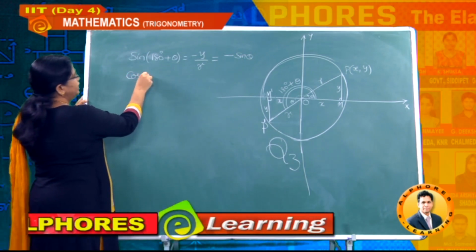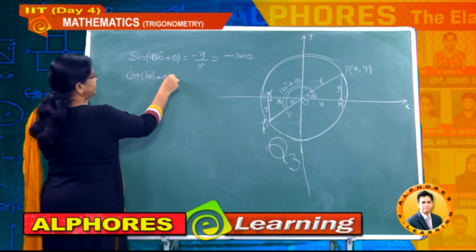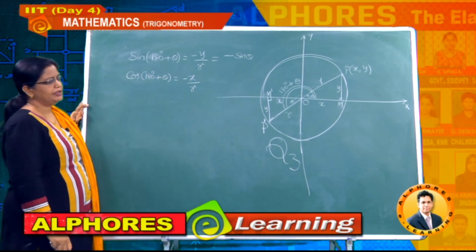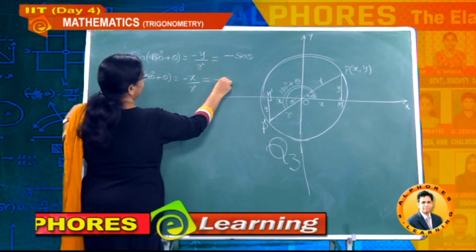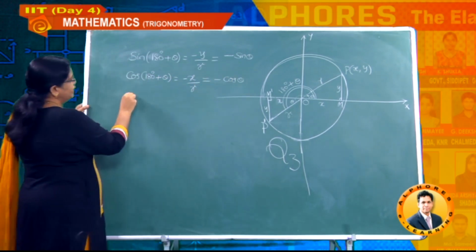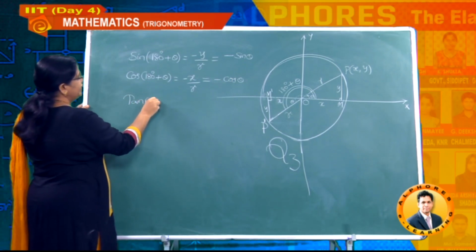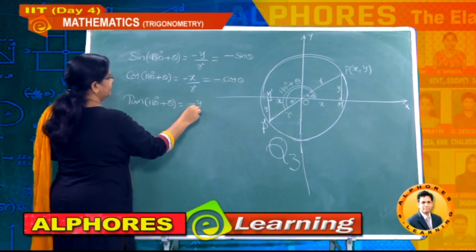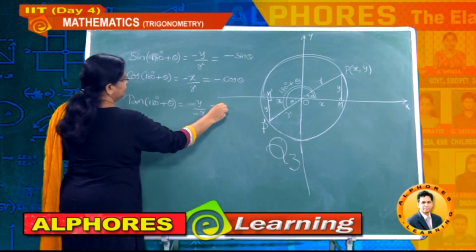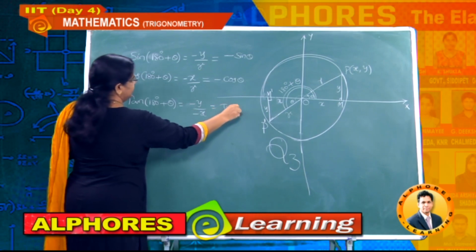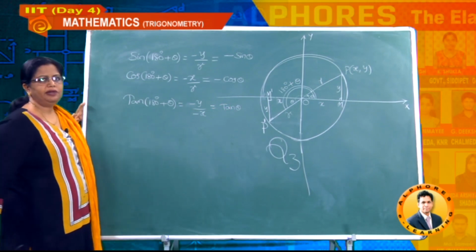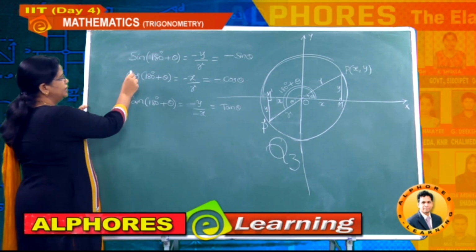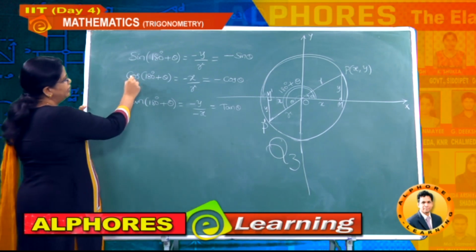Now cos of 180 plus theta if I take, then this is equal to x divided by r, in the third quadrant x value, abscissa, is negative, and hence this is equal to minus cos theta. And next value tan of 180 plus theta, both x and y negative, but because minus divided by minus, you got here plus value, hence the value is tan theta, that is tan value you got positive. Similarly cot 180 plus theta is the reciprocal, secant 180 plus theta is the reciprocal of cos, and this one also the same.